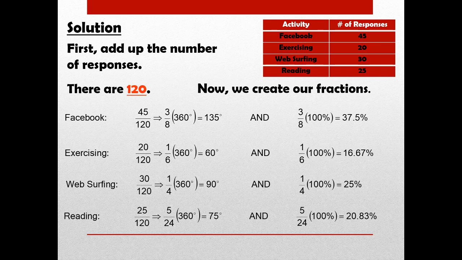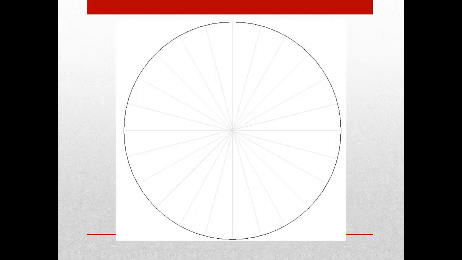So now let's see how we put that on our pie chart. So we have 135 degrees, 60 degrees, 90 degrees, and 75 degrees. When you look at this circle that we're going to build our pie chart in, it looks like spokes on a wheel. And what those spokes represent is their 15-degree increments. So that's going to make it easier for us to figure out where exactly we put the lines for our pie chart. So the first measurement was 135 degrees.